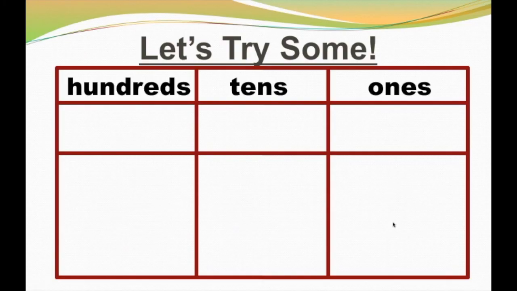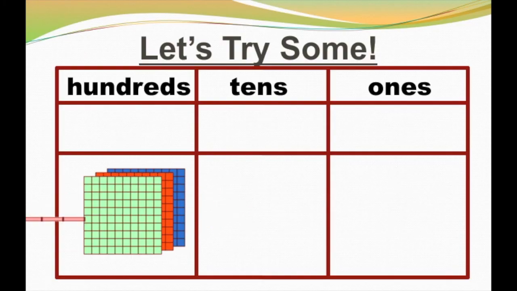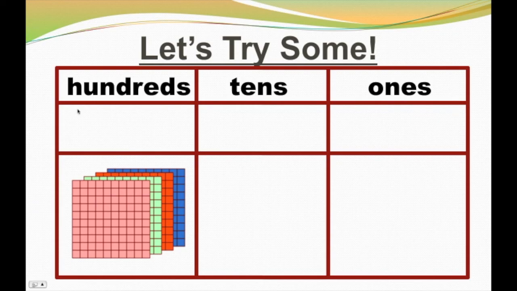So let's try some more. So let's say I have these boxes in my hundreds place. Then what numerical value would I put here? I've got 1, 2, 3, 4 groups of 100, so I'll put a 4 here because I've got 4 groups of 100. And here, if I have nothing here in the tens place, what number would I put to represent nothing? Well, that's pretty simple. That's just 0 because there's nothing there. No groups of 10.